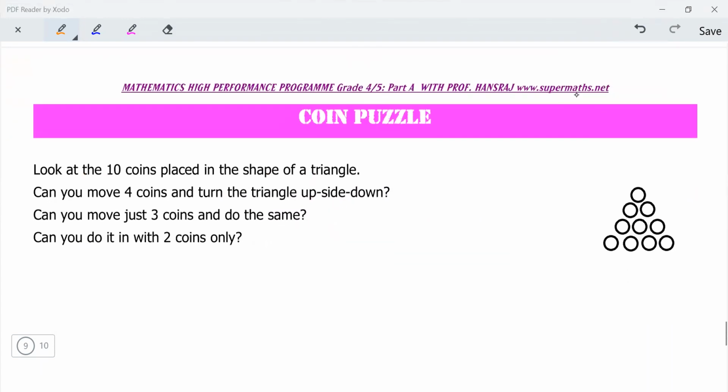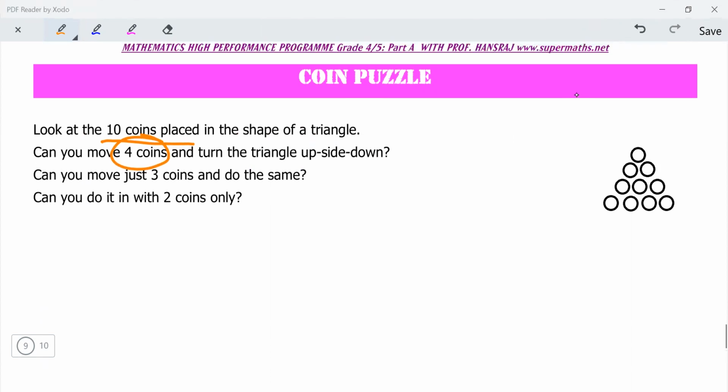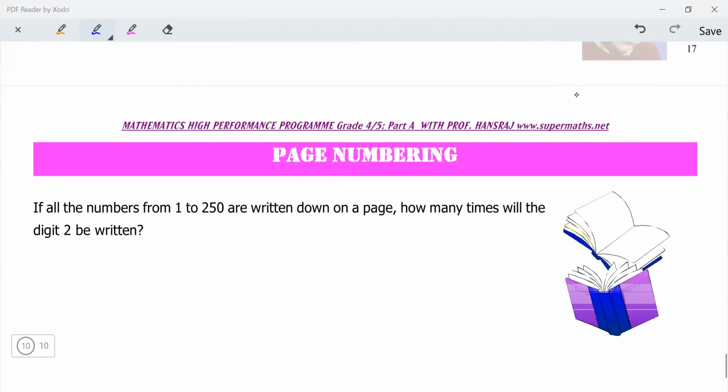Coin puzzle. Look at the 10 coins placed in the shape of a triangle. Can you move 4 coins and turn the triangle upside down? Can you do it with just 3 coins? Can you do it with 2 coins? Well, that's quite a challenge, right? So when you move the coins, at the end of the day, we want to see a picture looking like this. Exactly like the same picture it started with, but it must be upside down, pointing downwards, you could say. We leave you to try that out yourself.